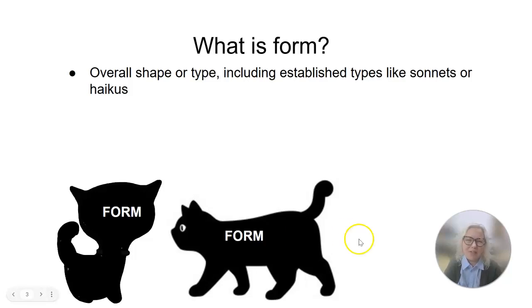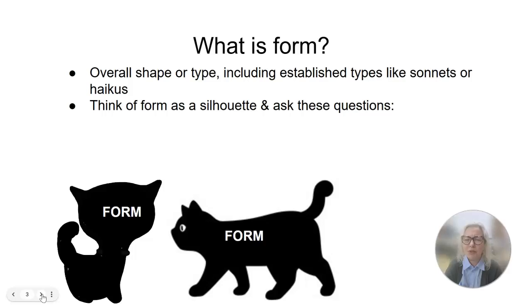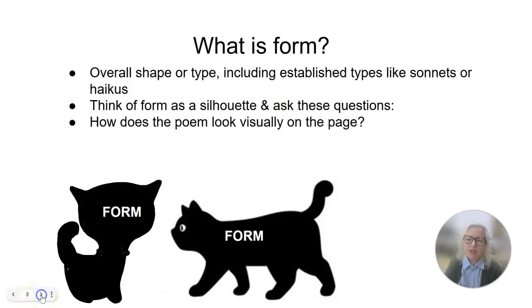And we're not going to spend a lot of time investigating these types of poems, sonnets, haikus, other forms that have specific rules in them. We're looking more at modern poetry that doesn't fit a particular type or form. But what you can look at when you think about form is the overall view of a poem like a silhouette by asking questions like this.